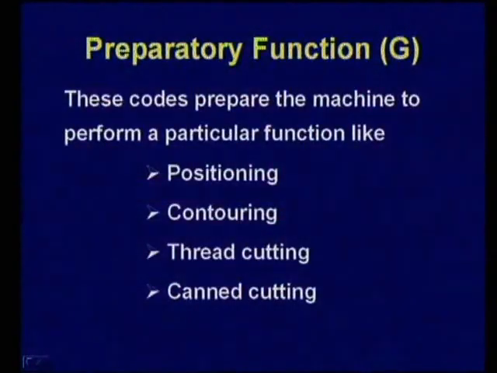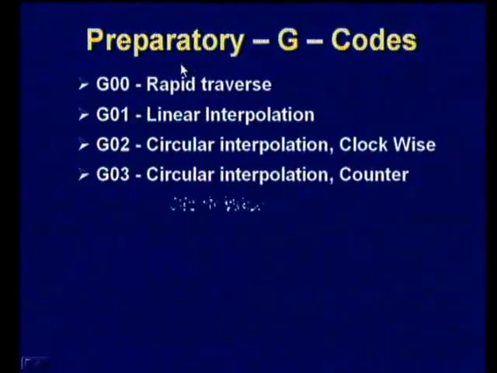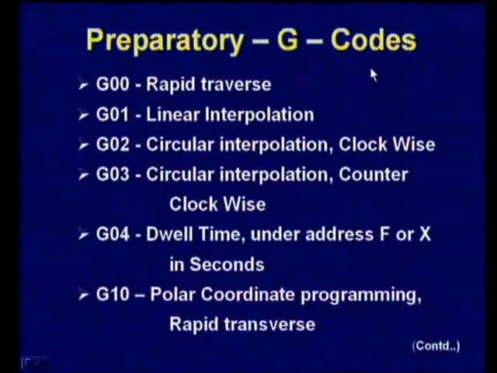Next is thread cutting. Next is canned cutting. Here we are using the word canned cutting; generally they are canned cycles. Next is, what are the different G codes used in part programming?